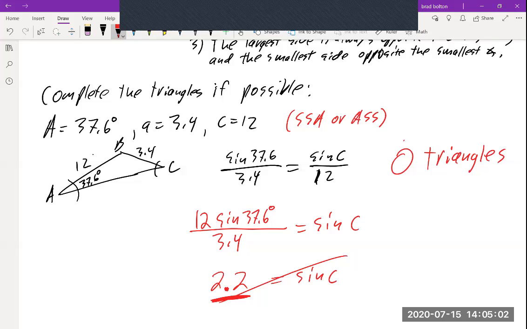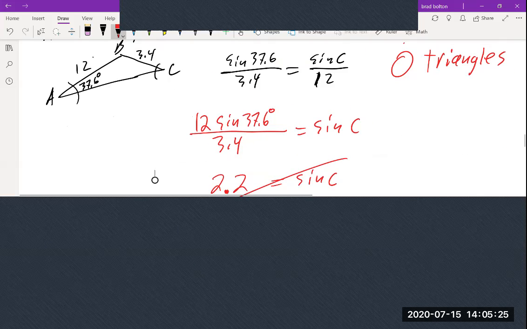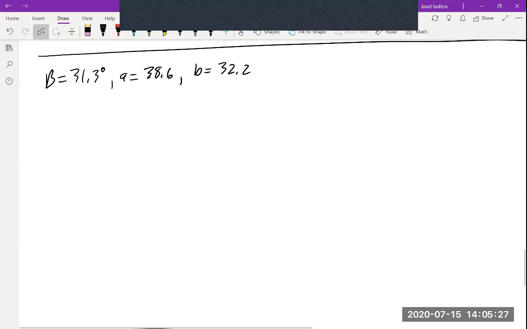So this is the ambiguous case. We can have 0, 1, or 2 triangles, and we have to check each time. So whenever you run into side-side-angle or angle-side-side, basically just think of the bad word. That means something bad's about to happen, okay? So we come over here and let's try this other one. In that problem, it was impossible to build a triangle.